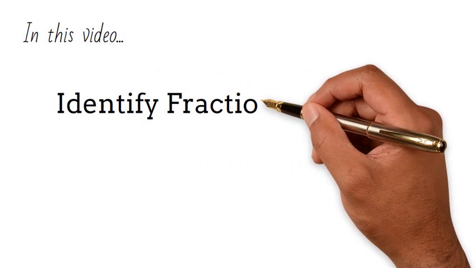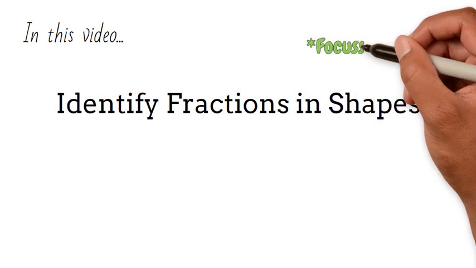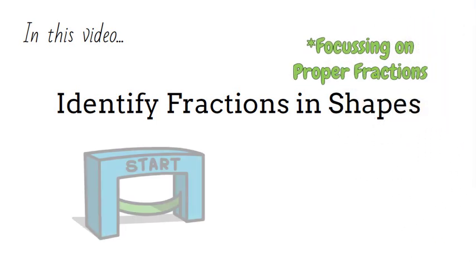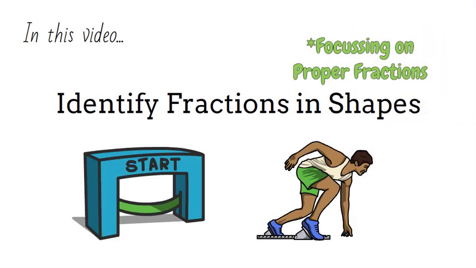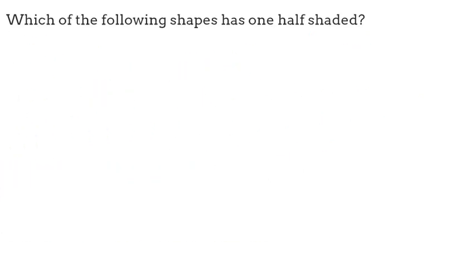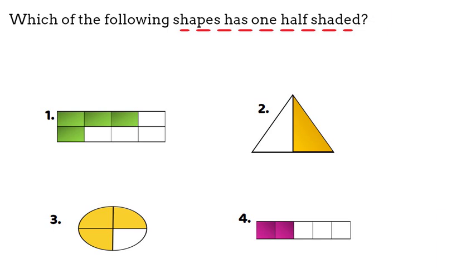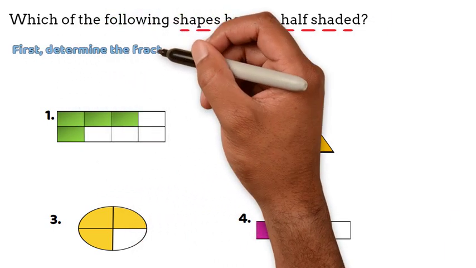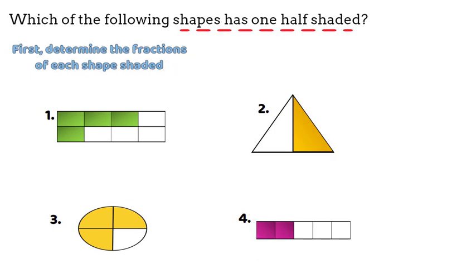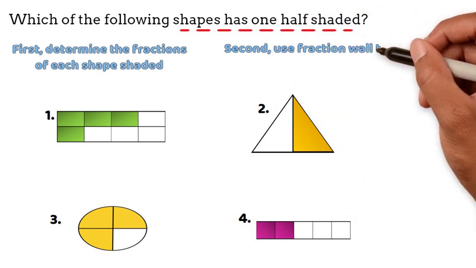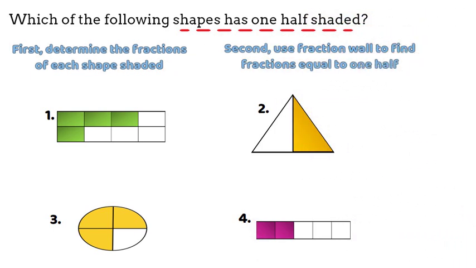In this video, we will be learning how to identify fractions and shapes and determining equivalent fractions while focusing on proper fractions. So, let's get started. Here we have been asked to provide the shapes that have 1/2 shaded. Let's start by first determining the fraction of each shape that is shaded, and then use our fraction wall to determine the fractions that are equivalent to 1/2.